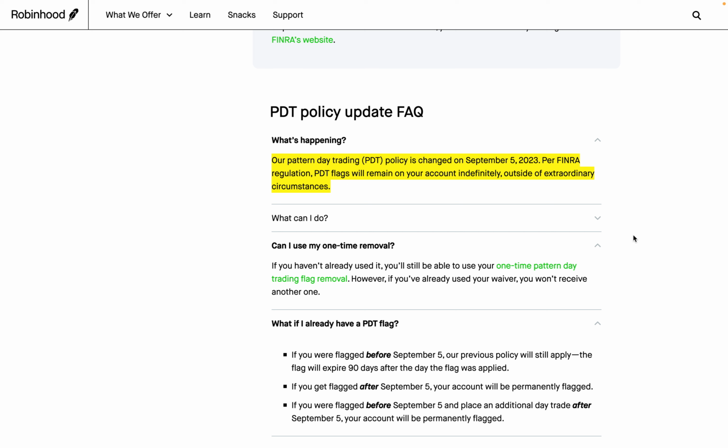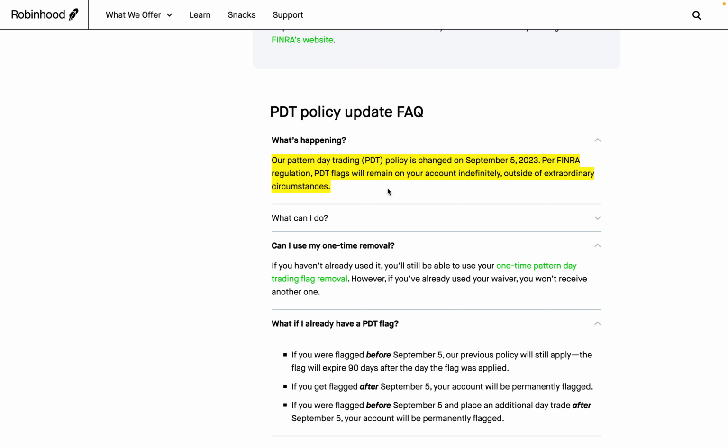I talked about this a long while back when they first mentioned it, but now that it's actually in effect, I want to make sure you guys understand this and don't get into a situation you don't want to get yourselves into. Our pattern day trading PDT policy changed September 5th, 2023. This was yesterday. Per FINRA regulations, PDT flags will remain on your account indefinitely outside of extraordinary circumstances. So if you get that PDT flag now, you can no longer wait 90 days and then have it removed.